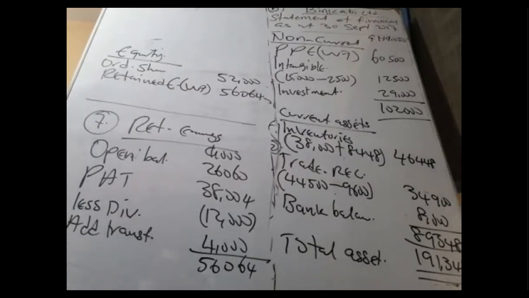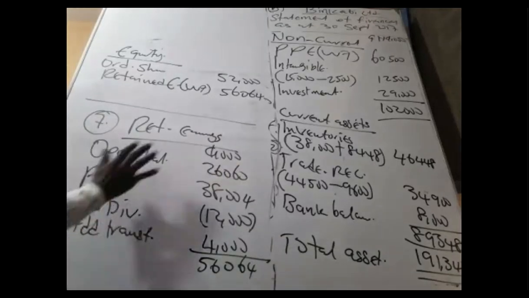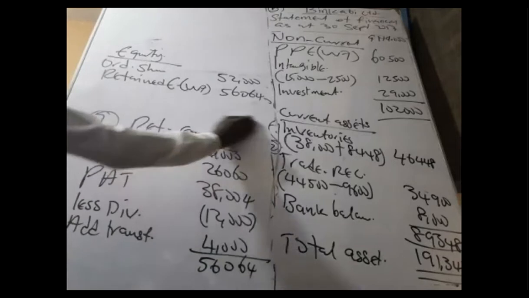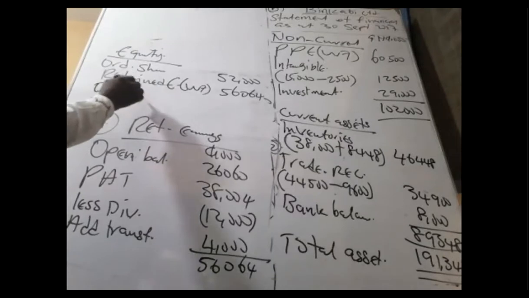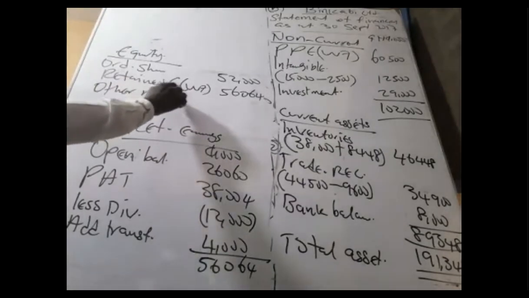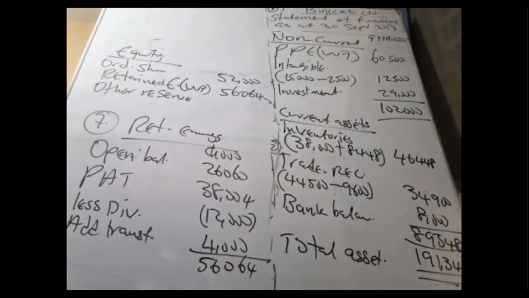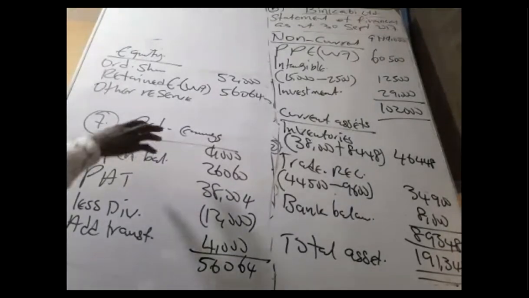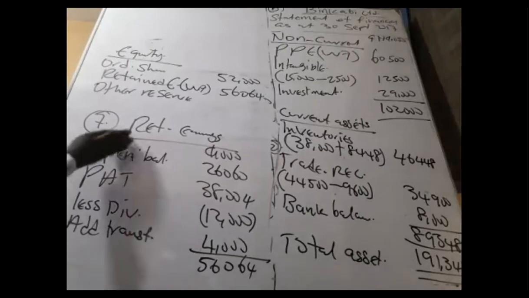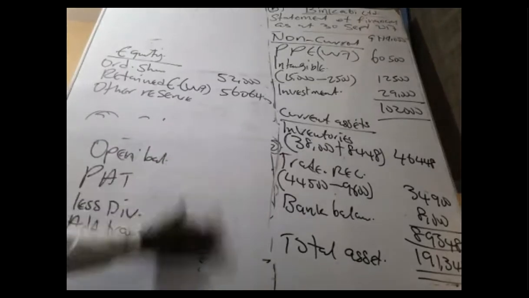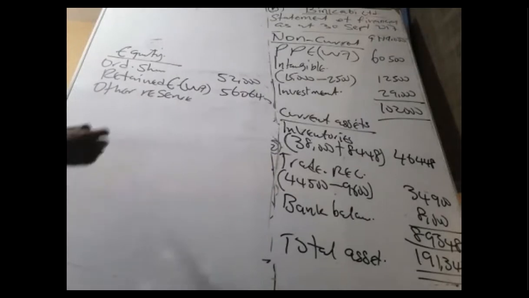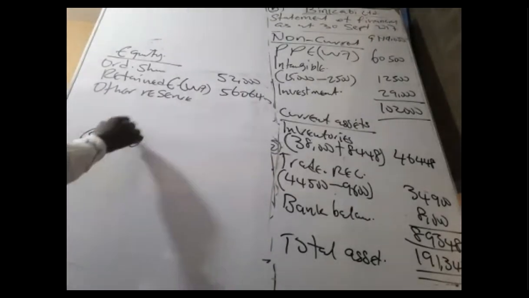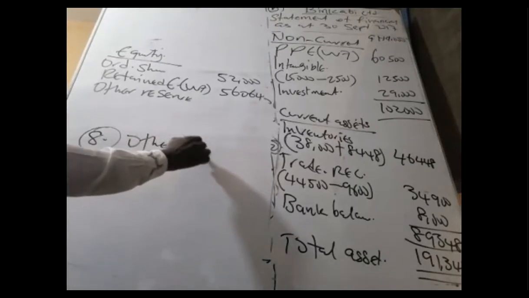Let's continue. I'm going to clear this section, so kindly copy that section. Let's go to other reserves. In other reserves, let me perform the workings here. Workings number 8, other reserve.